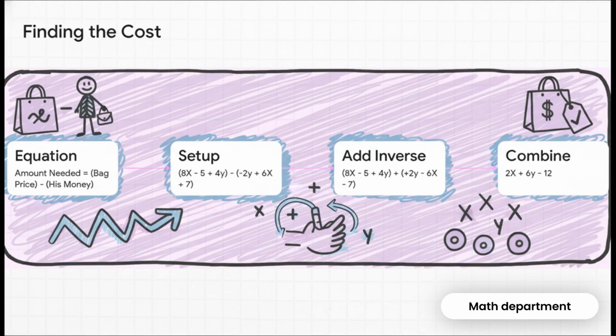Following our golden subtraction rule, we take Ziad's money and flip every single sign to find the additive inverse. So negative 2y becomes positive, positive 6x becomes negative, and positive 7 becomes negative. We change that minus sign in the middle to a plus, and then smoothly combine the like terms. We gather up the x's, gather up the y's, and gather the numbers to discover he needs exactly 2x plus 6y minus 12 LE to finally buy that bag.